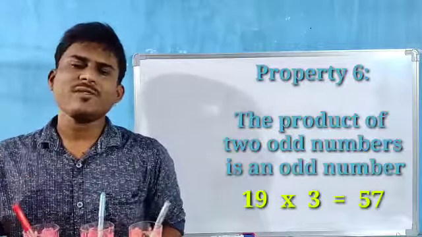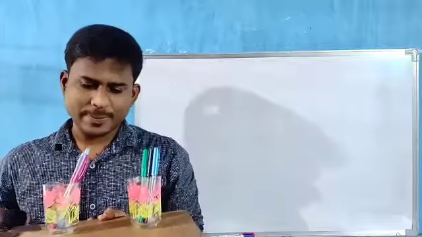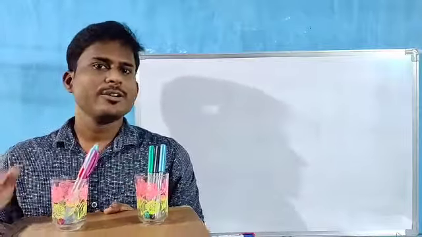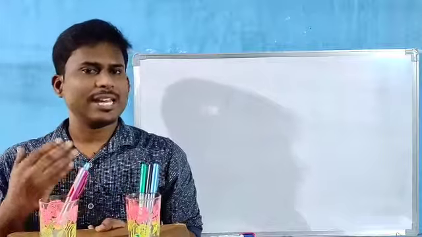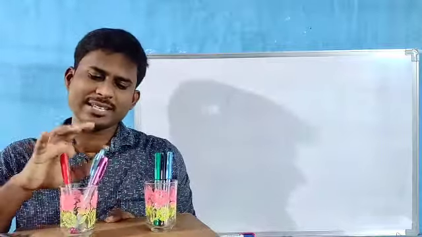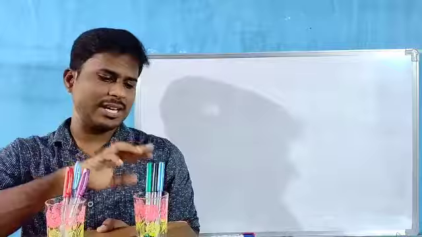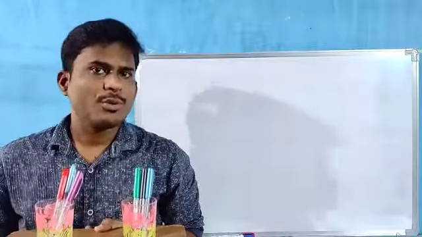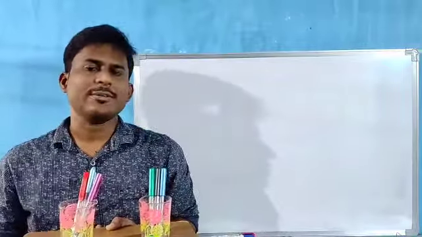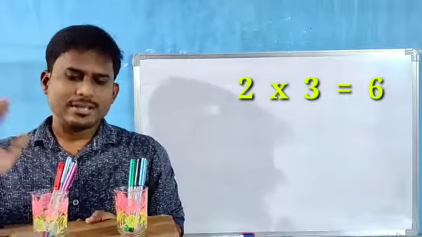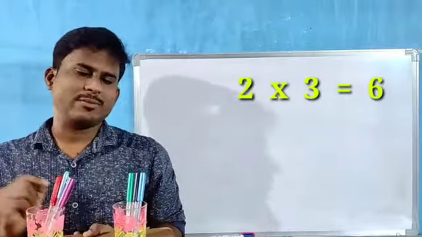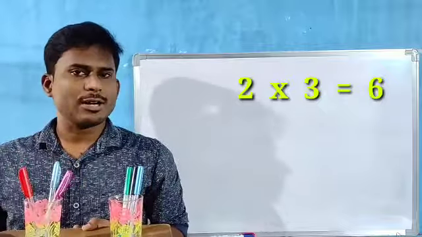Okay? Now, let us go for another activity, children. Look here. How many glasses I have? 2 glasses. 2 is which number, children? 2 is an even number. Now, in each glass, I placed 3 pens. See, 3, 3. So, what will be our result? Let us count, children. So, 2 threes, 6. Okay, children? Here, 2 is an even number. 3 pens is an odd number.